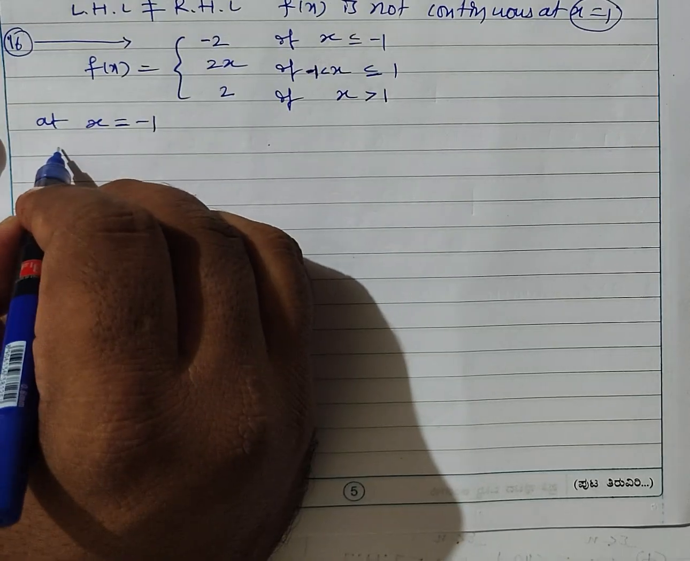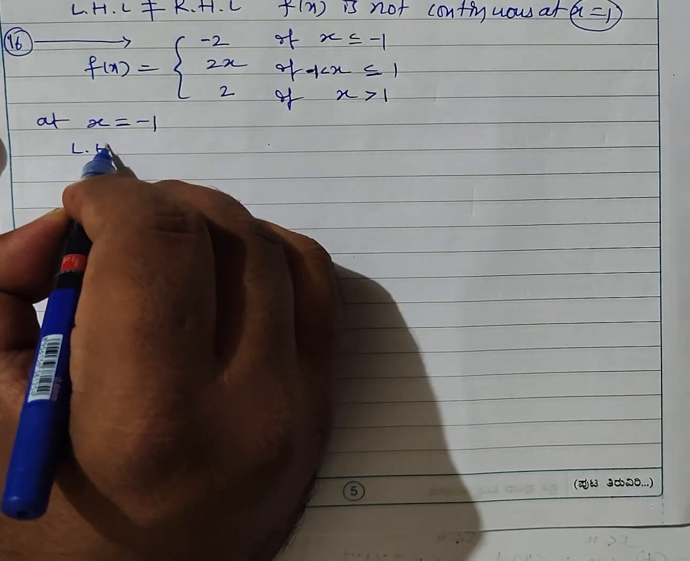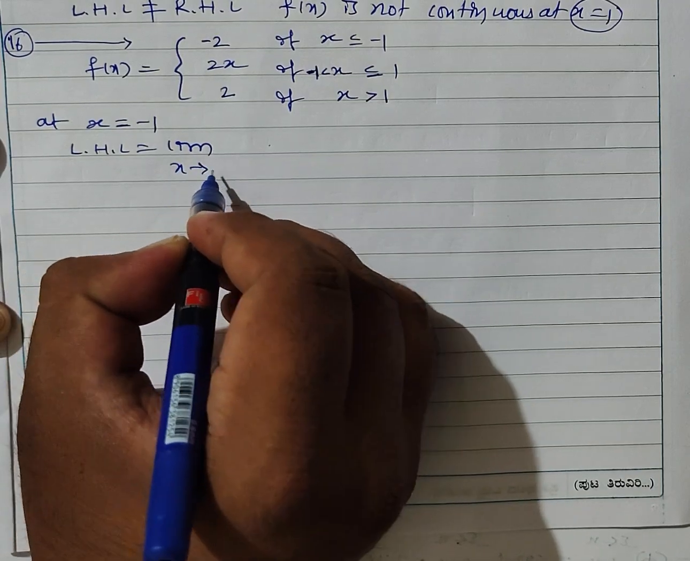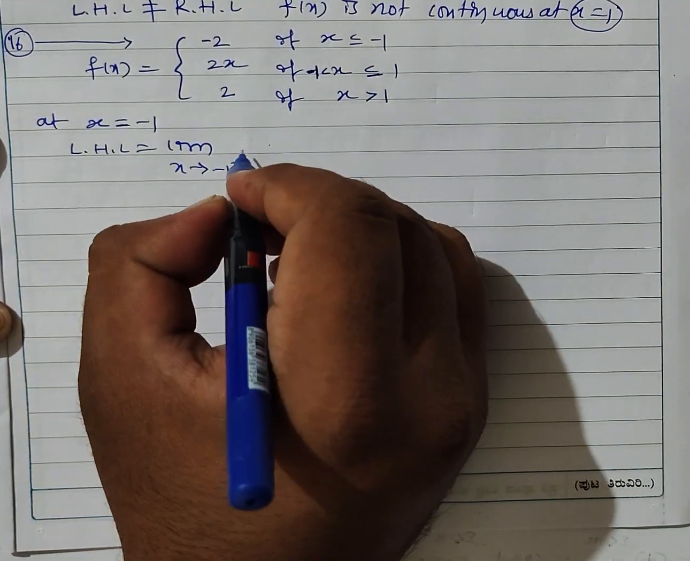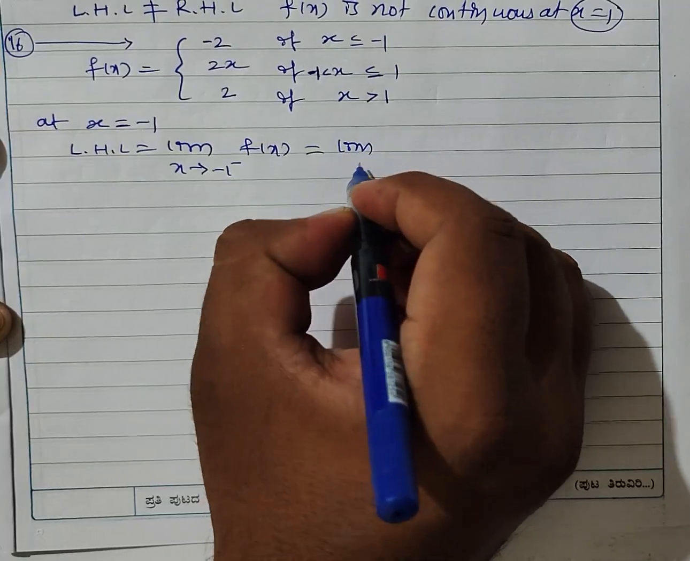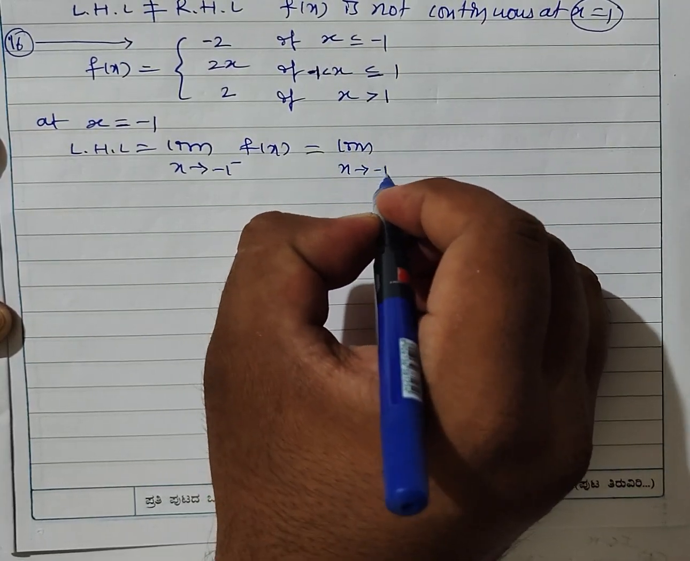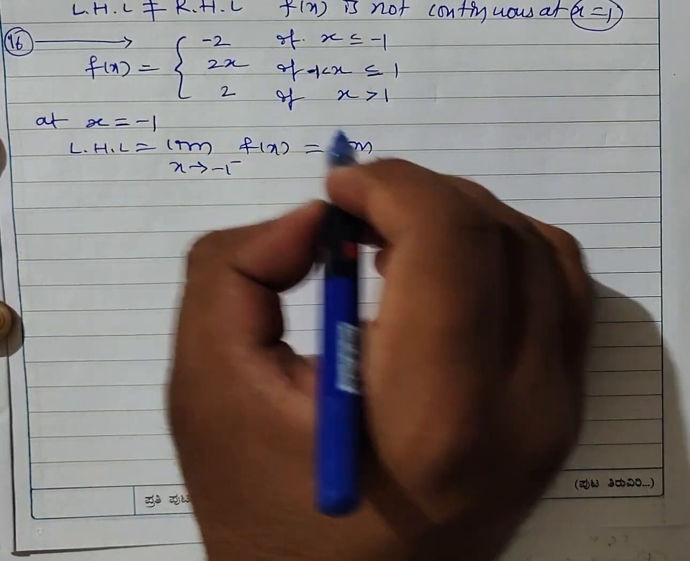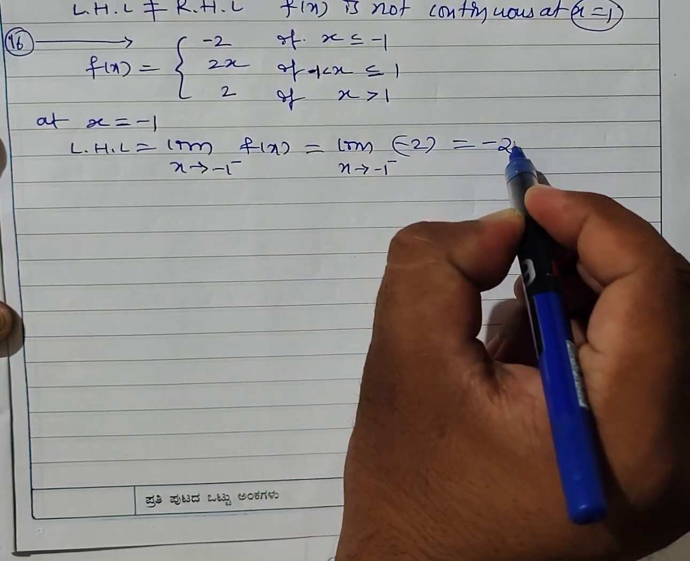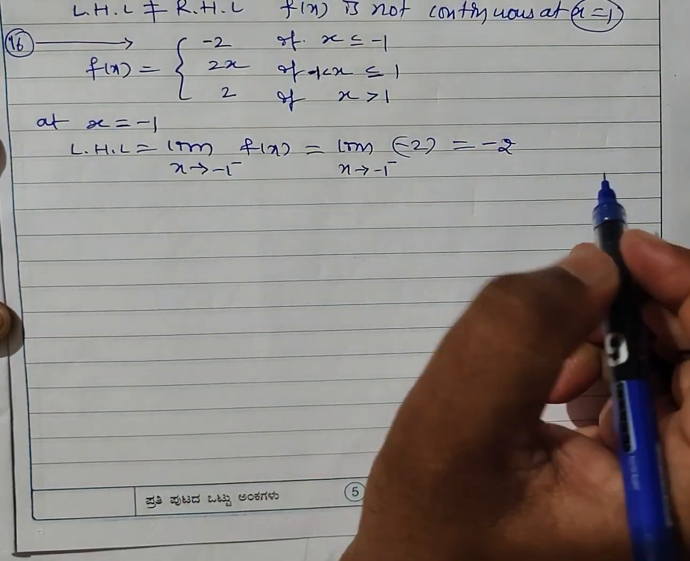Okay. Find left hand limit. So left hand limit is equal to limit x tends to -1 minus f of x. So -1 minus means what? Less than -1. Okay. For less than -1 the function is -2. So limit of the constant is constant. It should be -2. So this is the left hand limit.